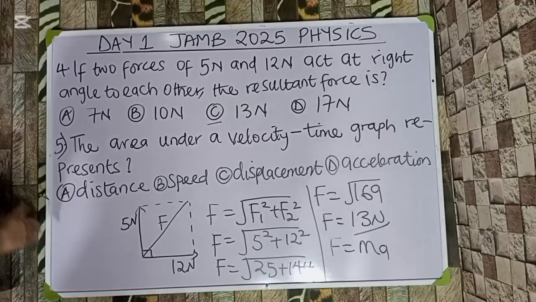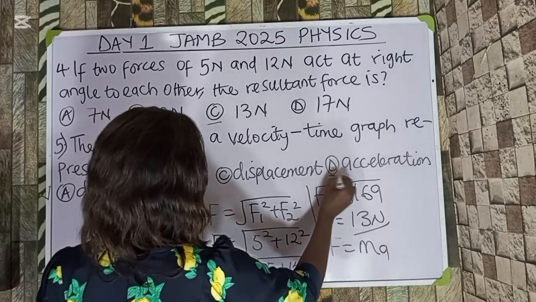All right. Question 5. The area under a velocity time graph represents A, distance, B, speed, C, displacement, and D, acceleration. The area under a velocity time graph represents what? Acceleration, because acceleration is velocity over what? Time. So the correct answer is option D.